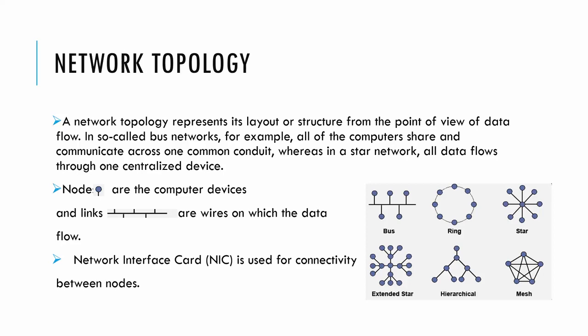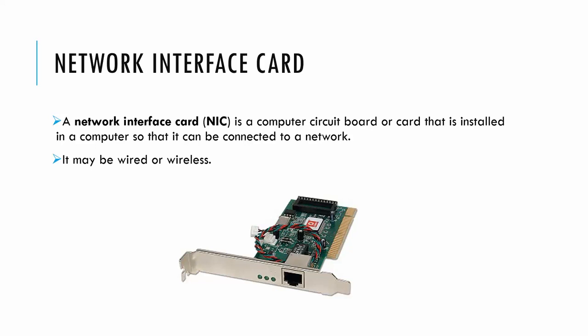So the basis for that connectivity, or flow, is network interface cards. So you'll find these on laptops, computers, or the nodes, and then you link between those nodes. So here's an example of a network interface card. It's truly just a computer circuit board that's installed into the computer so it can be connected to that network. These NICs can be wired or wireless.